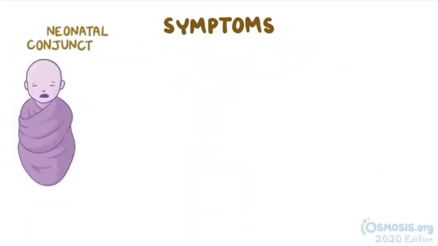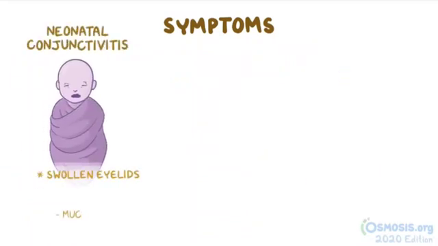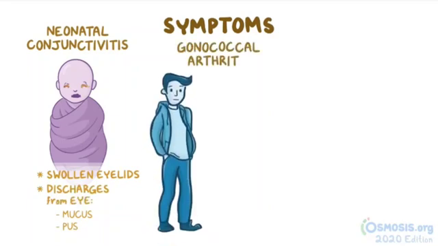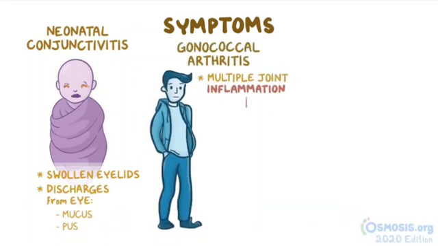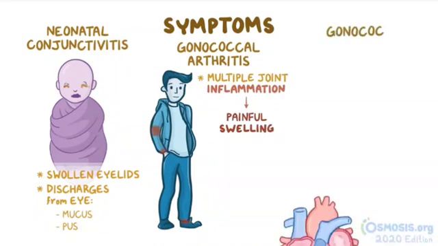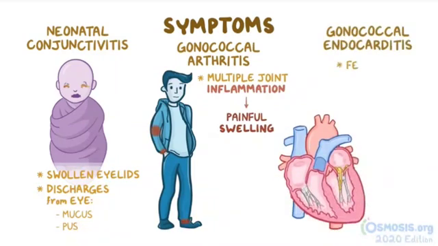Alternatively, with neonatal conjunctivitis, there can be swollen eyelids with mucus and pus discharges from the eye. In gonococcal arthritis, there's multiple joint inflammation which results in painful swelling of the wrists, ankles, and elbows. With gonococcal endocarditis, there might be fever, chills, sweating, and malaise.